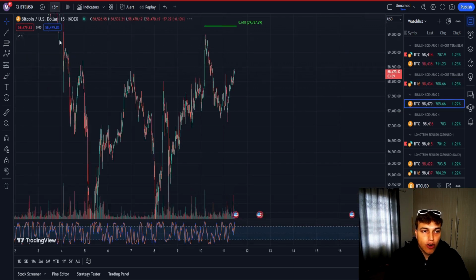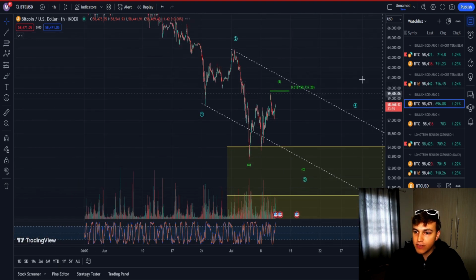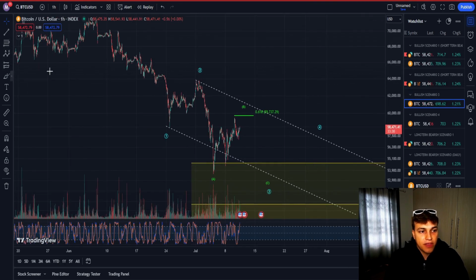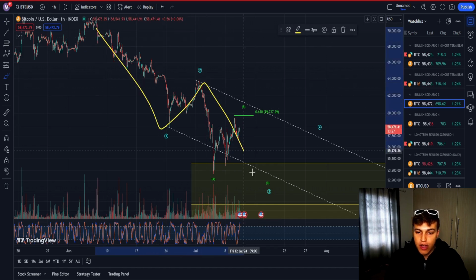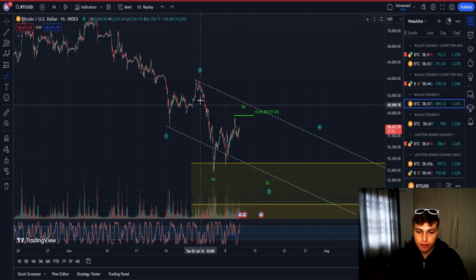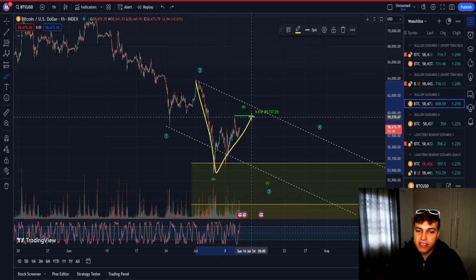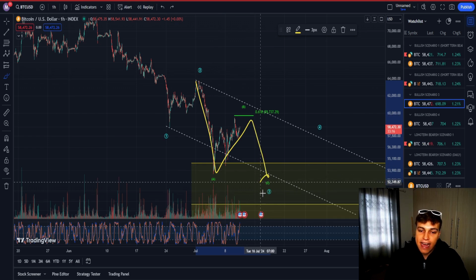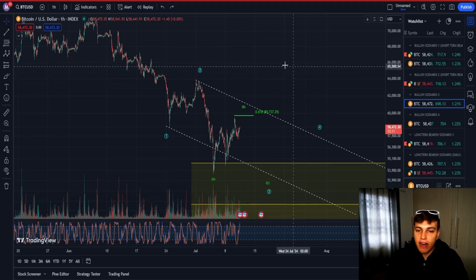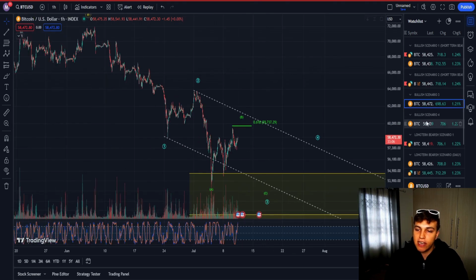On the third scenario, we can see another diagonal. This diagonal is probably the main diagonal out of the 3, and we are to see a 1, 2, 3 still forming, then a 4, and then a 5. In this 3, it would be an ABC. A is completed, B not yet completed, and C to the downside. After that, we should see a 4 and then a 5 before the big launch off to the $85,000 level.